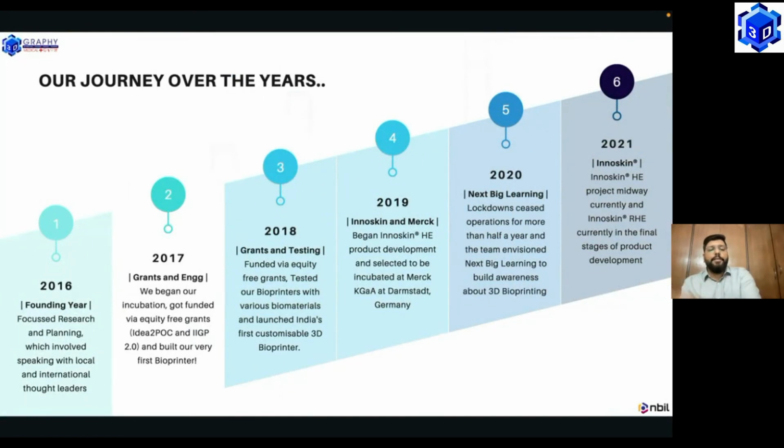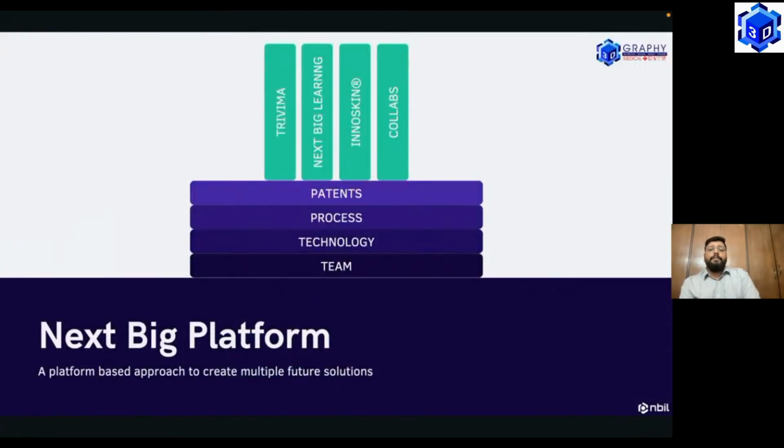We've progressed over the years since 2016, supported by grants, Merck, and we've had a lot of partnerships along the way as well. And obviously, we work on three levels. We work on Trivima, we work on Lexmic Learning and InnoSkin, but obviously we have collaborations across industries, and we look to see how we can collaborate with researchers from academia as well as industry to develop novel solutions that can be applied in bioprinting as well as for a clinical prospect.